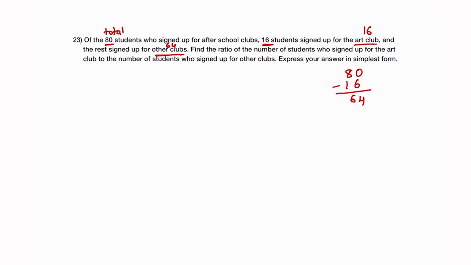And that's 64. So for the other clubs here, we have 64. Find the ratio of the number of students who signed up for the art club to the number of students who signed up for other clubs. You have the numbers, just put the values. For art club we have 16 and for other clubs we have 64, and we know 16 times 4 is 64. So this is basically 1 over 4 and done.